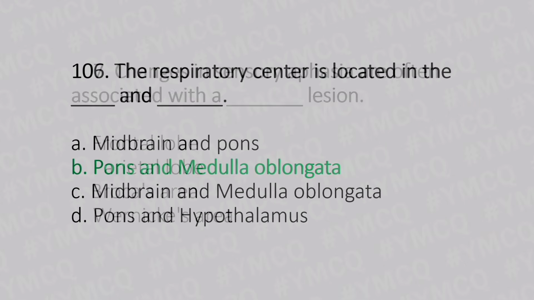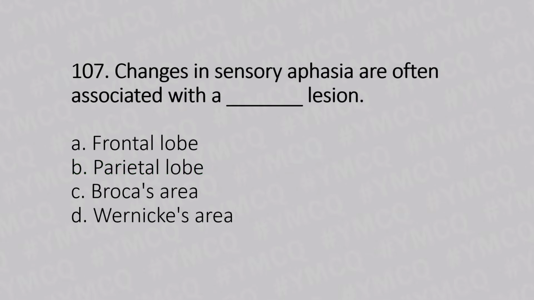Moving to question number 107. Changes in sensory aphasia are often associated with a dash lesion. Option A, frontal lobe, option B, parietal lobe, option C, Broca's area, option D, Wernicke's area, and the answer is option D, Wernicke's area.